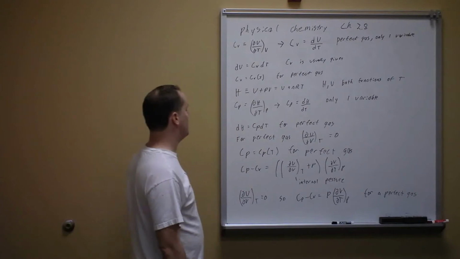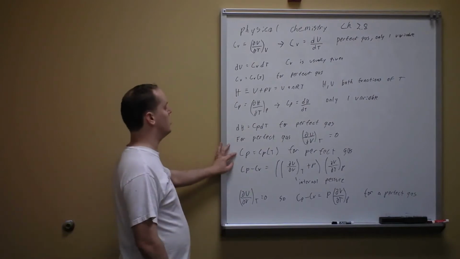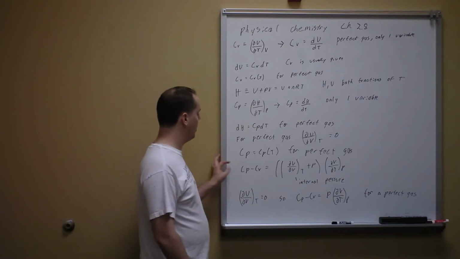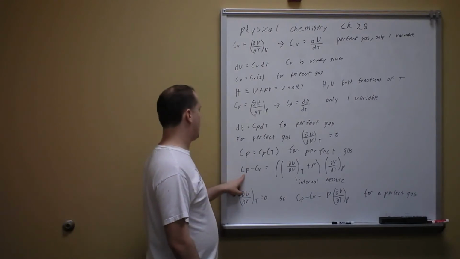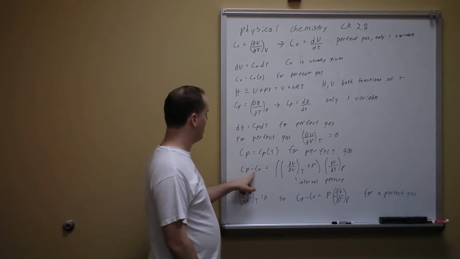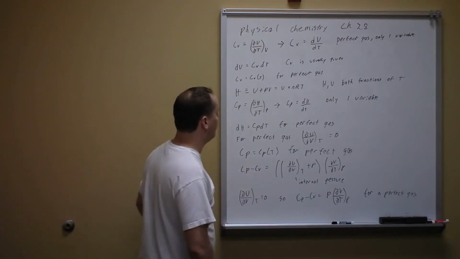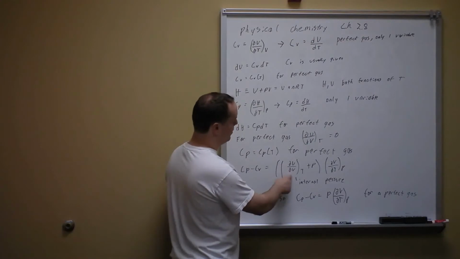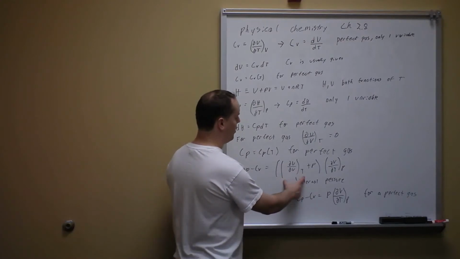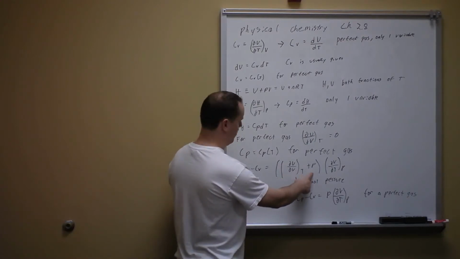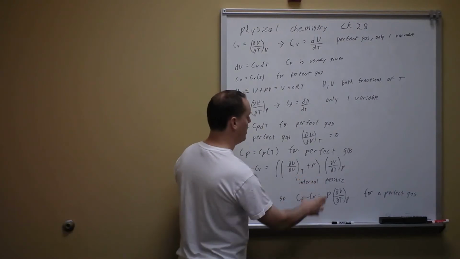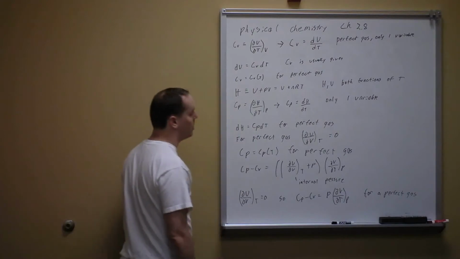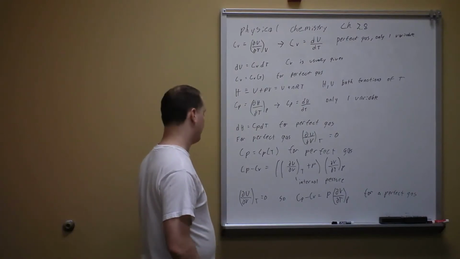In other words, heat capacity at constant pressure is a function of temperature only for a perfect gas. Now, we showed before that the heat capacity at constant pressure minus the heat capacity at constant volume is equal to the derivative of internal energy with respect to volume at constant temperature. This term is called the internal pressure, plus pressure, and all that times the derivative of volume with respect to temperature at constant pressure.